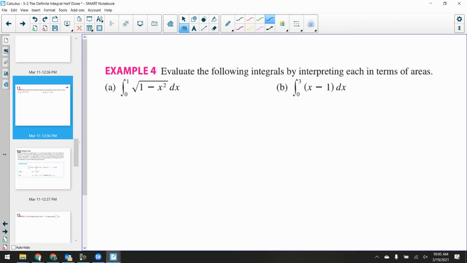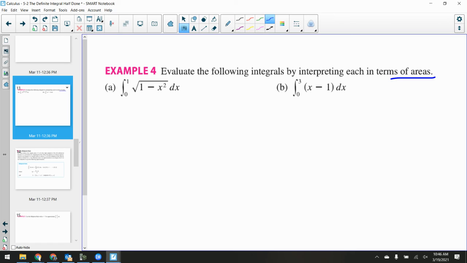Let's do example 4, then we'll stop here at example 4. Evaluate the following integrals by interpreting each in terms of area. Now, could I possibly do the antiderivative for the first one? It's not just a polynomial, so no, I cannot. See, there are some that you can find the antiderivative of, and some that you cannot. Like this first one here, I cannot find the antiderivative of. So I'm going to approximate it using area.